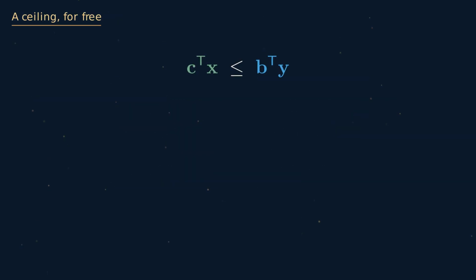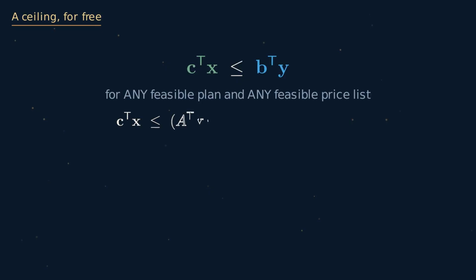Here is the first payoff, and it costs almost nothing. Take any plan the workshop can actually run, and any price list the buyer could legally offer. Neither has to be optimal. The proof is one line. The buyer's rule says his prices already cover each product's profit, so swapping them in can only push the total up.